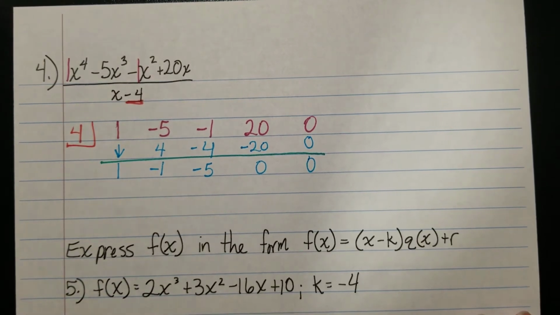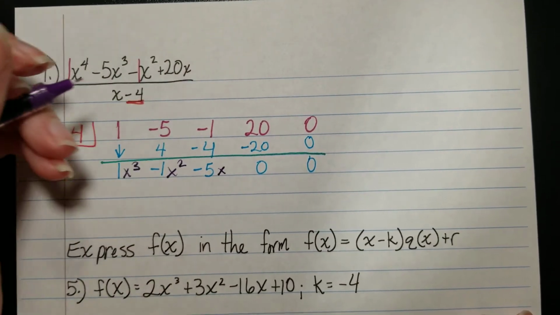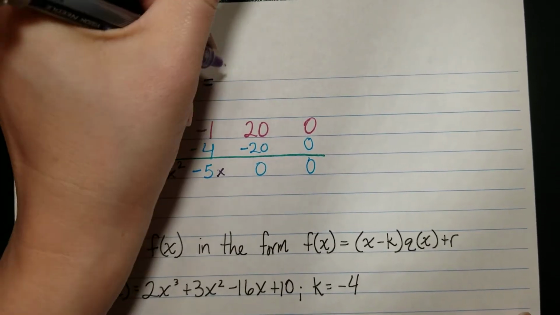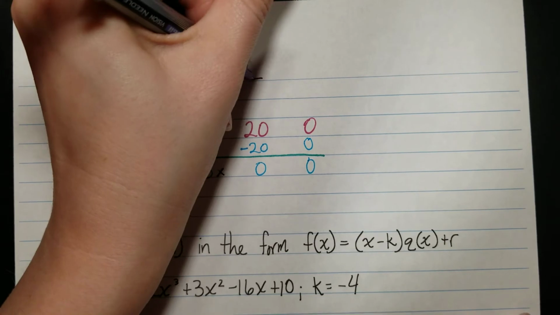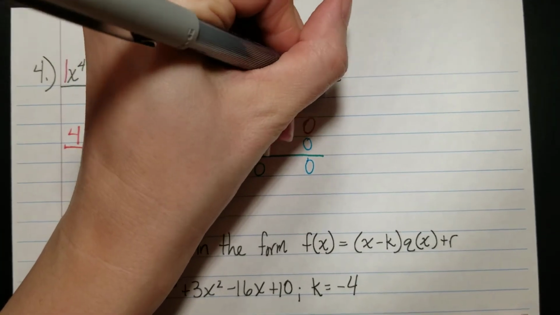Okay, so I'm going to start with x cubed, x squared, x. So my final answer is x cubed minus x squared minus 5x.